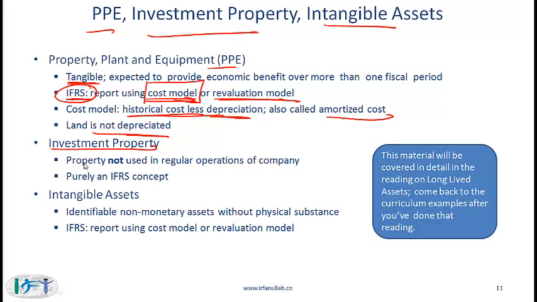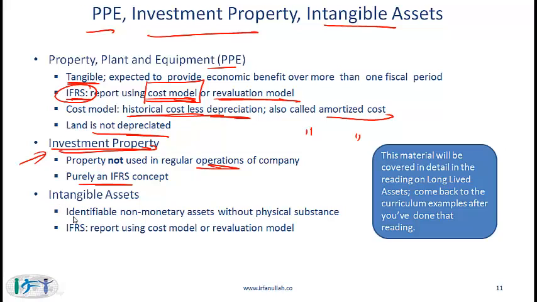Investment property. This is property that is not used in the regular operations of a company. So if you have a given company that has purchased property in another location and that property has nothing to do with the core operation, then that property has to be marked as investment property, and there are accounting rules and valuation rules for an investment property which we will study later. This concept of investment property is only in IFRS. US GAAP does not mention this term.